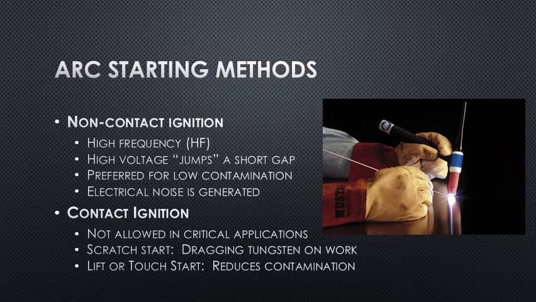Now, a scratch start is basically turning the output of the machine on and scratching the tungsten on the work to get the arc started. And that usually involves, like I say, dragging the tungsten on the work there. Sometimes that tungsten can grab the work and actually weld itself to the work and cause some cross-contamination.